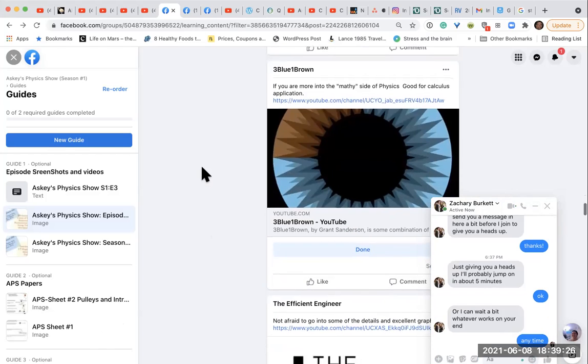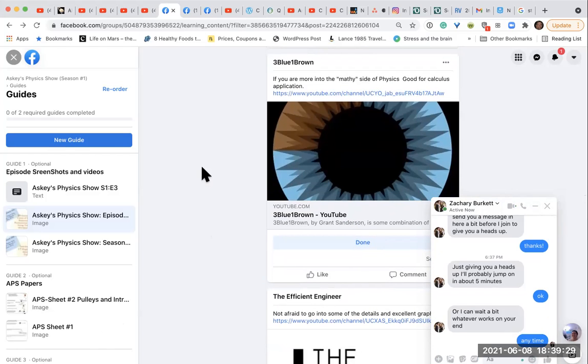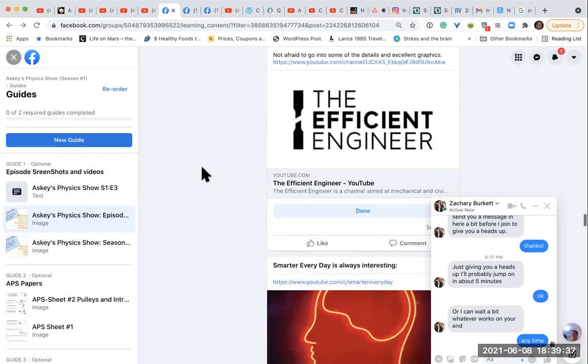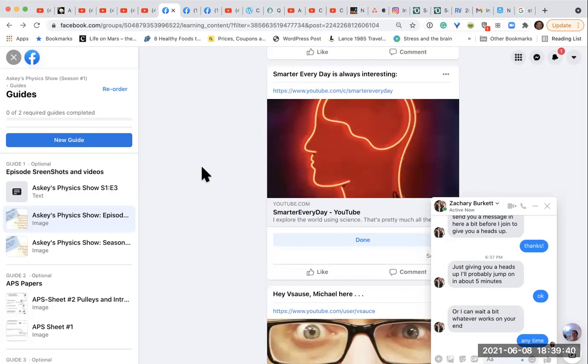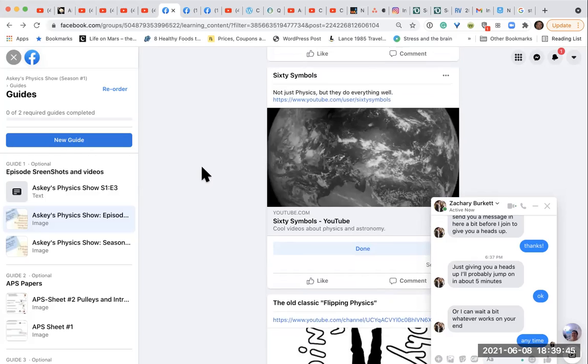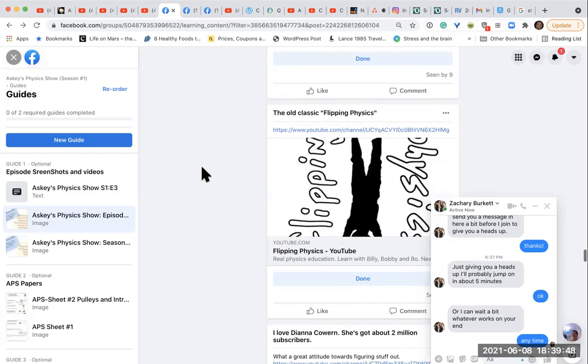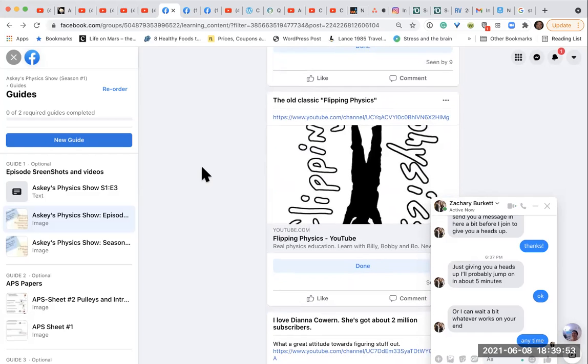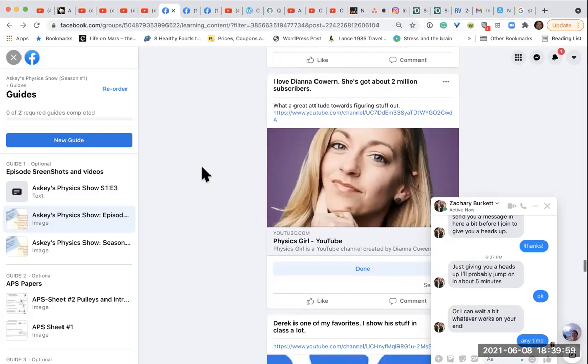3Blue1Brown. That's good for calculus. If you need calculus applications, any kind of math, it kind of blends math, physics, and chemistry. The Efficient Engineer, I get a lot of stuff from that for my classroom. Smarter Every Day, of course, you've probably seen that one. Of course, Vsauce. 60 Symbols is really good, all kinds of subjects. The old classic Flipping Physics, I like it. I think he's funny, but if you're just trying to get into one subject and watch some example problems, that's good. Physics Girl, Diane has got 2 million followers, so she must be doing something right.